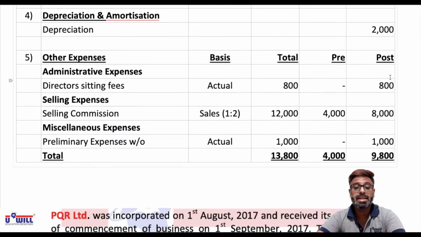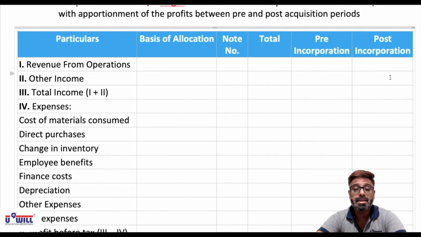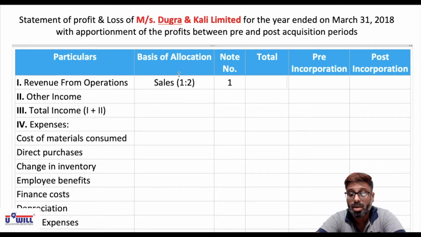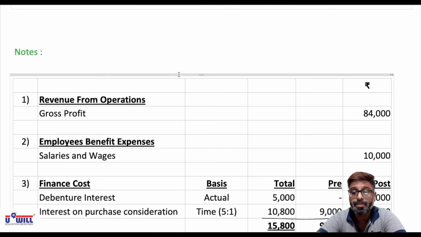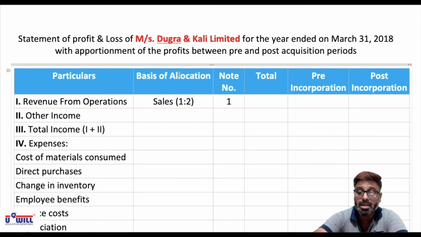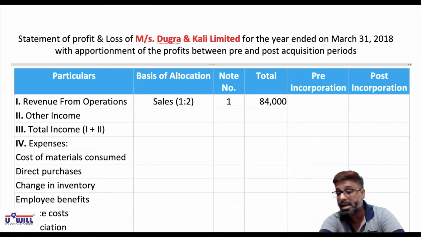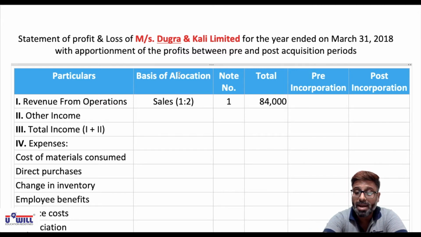Now let's put the things in the P&L statement, fill in the blanks. Revenue from operations, sales basis 1:2, that is 1 by 3, 2 by 3. Note number 1, what is the total amount we get in note number 1? 84,000. So all of you write down 84,000. Pre-incorporation period, 84,000 into 1 by 3, that is 28,000, and 2 by 3, that is 56,000.